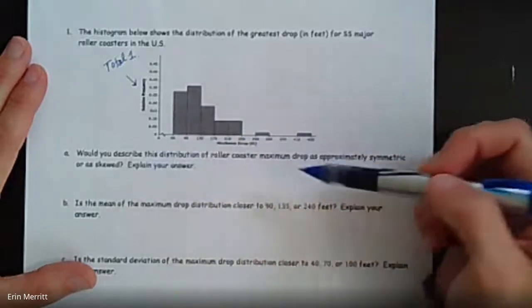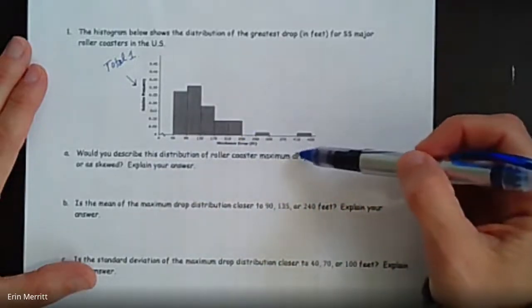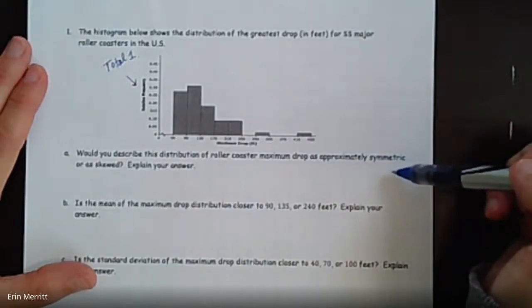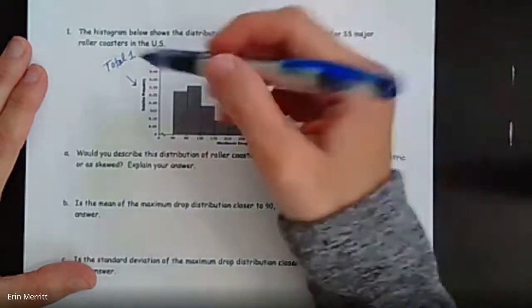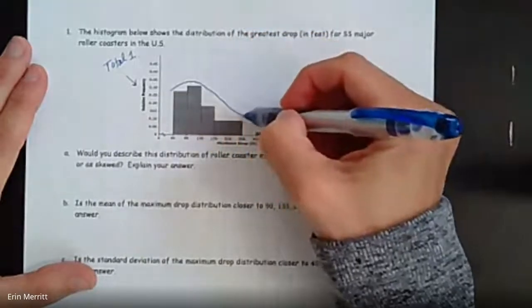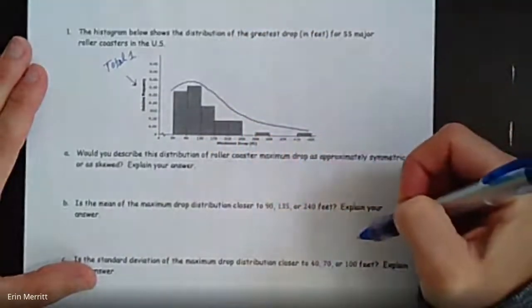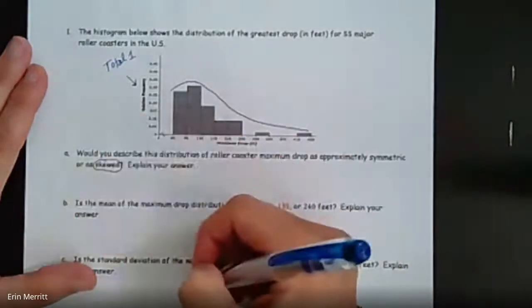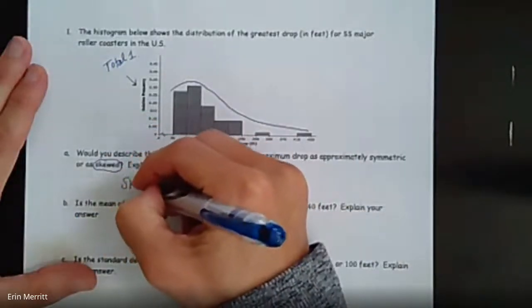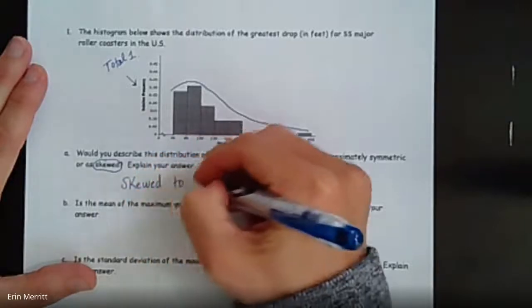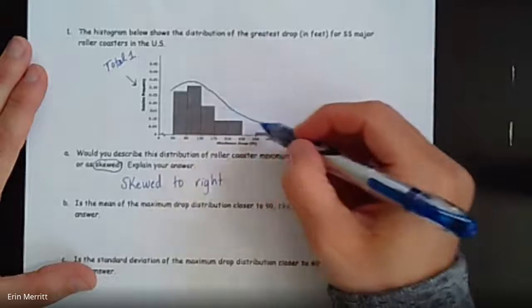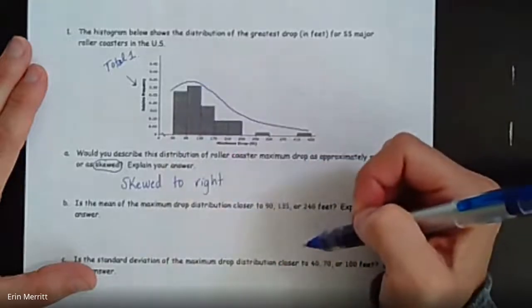So it says, would you describe the distribution of the roller coaster maximum drop as approximately symmetric or skewed? If you trace over it, it's not all mounded in the center. If it was mounded in the center, we'd say symmetric. So in this case, we would say skewed, and more specifically, skewed to the right, because there's more data off to the right of the highest peak.